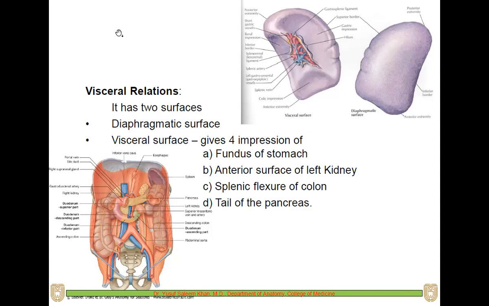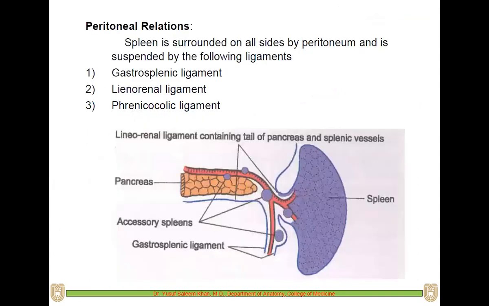So if you want to stop the bleeding, sometimes you have to do the splenectomy. When you do the splenectomy, you should be very careful about the tail of the pancreas, because the tail of the pancreas has the highest number of islets of Langerhans. If you surgically cut it during the splenectomy, it leads to induced diabetes, because you are cutting the tail of the pancreas. So you should be very careful when you are doing the splenectomy. This is a very important relation.